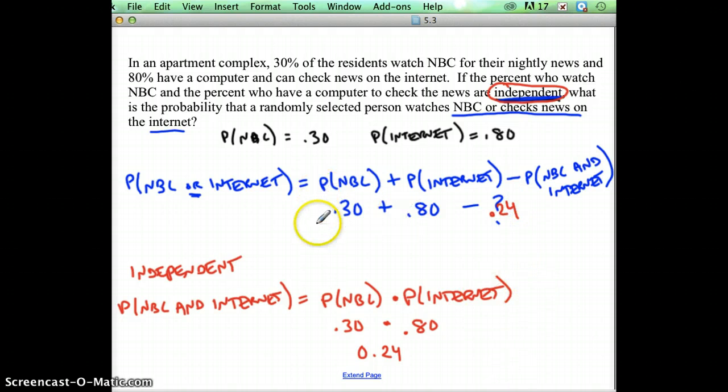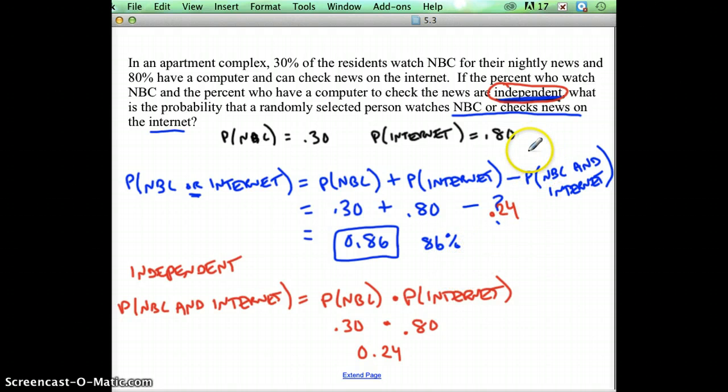So now we can finish the question. Probability of NBC or the internet is 0.30 plus 0.80 minus the overlap, 0.24, and we get 0.86. Or you could say 86%.